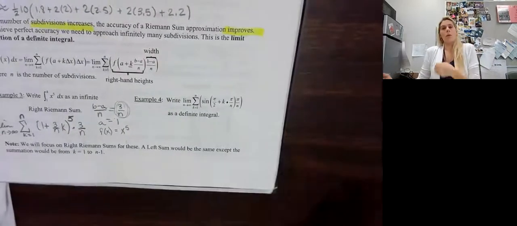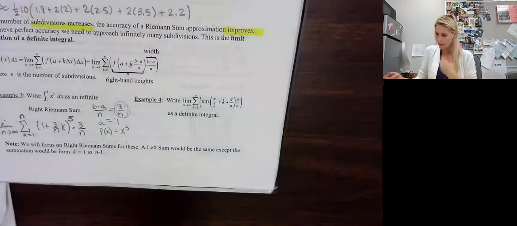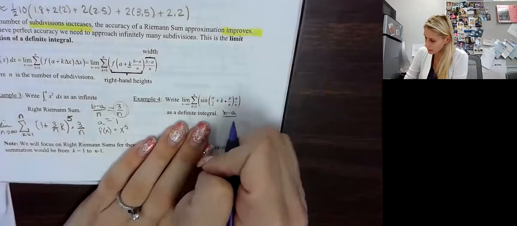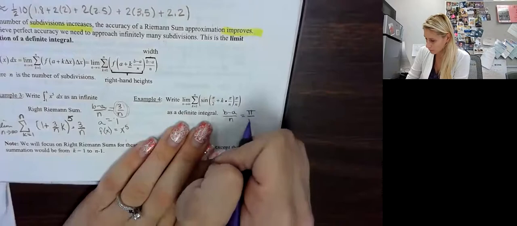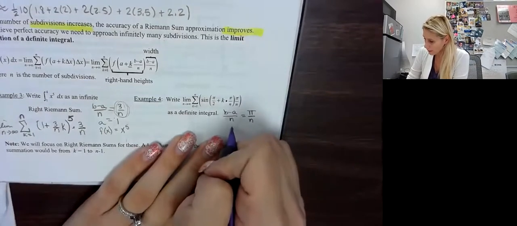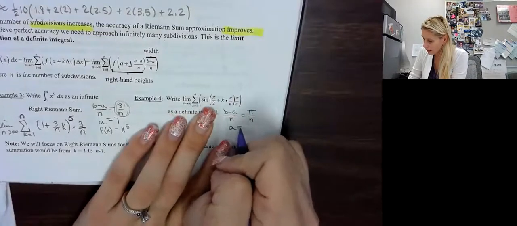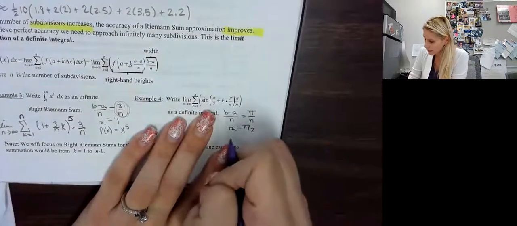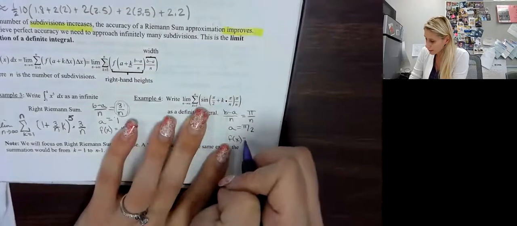Okay, what about us going backwards? What if we take the limit of an infinite sum here? How do we write the integral? So we're going to be working backwards here. We know that b minus a over n equals pi over n. Okay, I also know that a, because a is what's added on in the beginning, right? A equals pi over 2. And it looks like that our f of x is just sine of x.